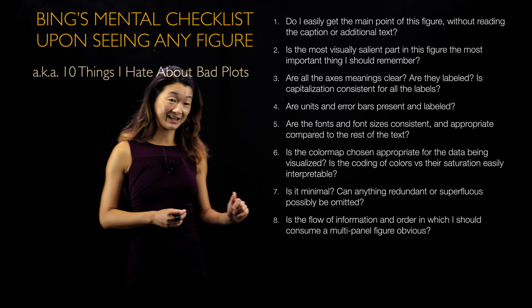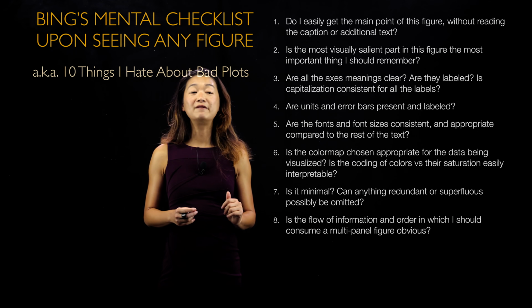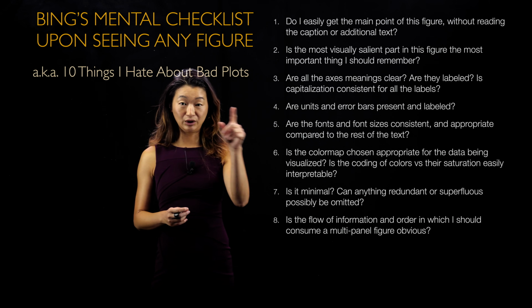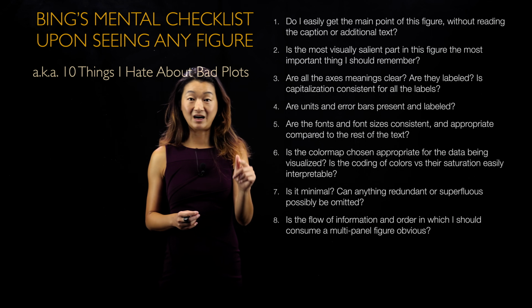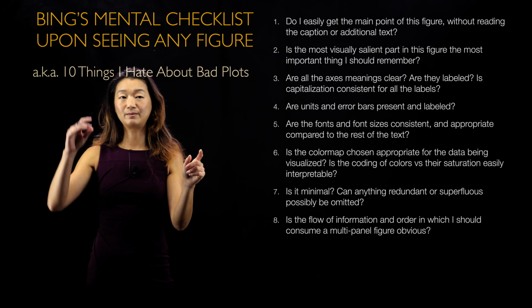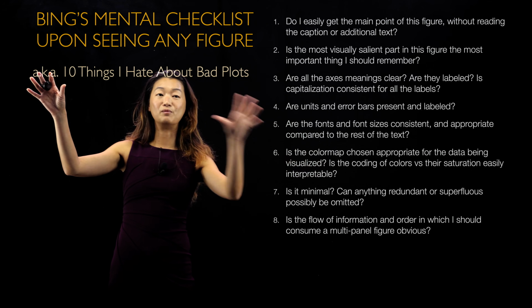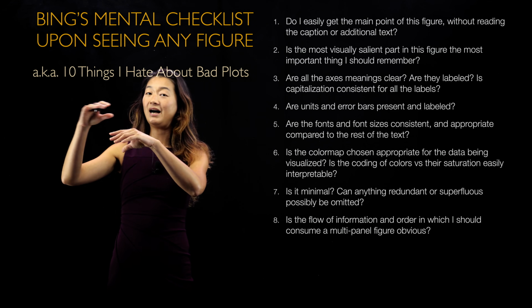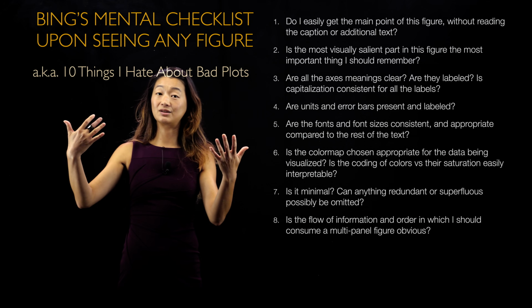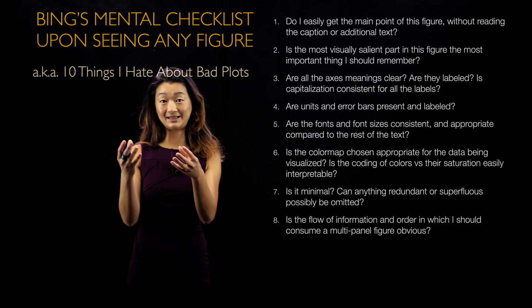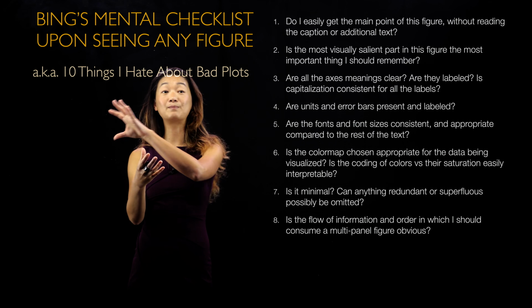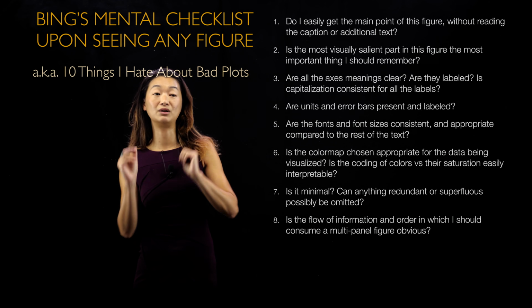Number 8 is the flow of information and the order in which I want to be looking at the multi-panel plot, the way that I should be consuming it. If I have to jump around because I'm supposed to look at here and then go back to the middle to put it back together, I get upset. Because that makes it so that the effort it takes me to understand the plot is not towards understanding the science and understanding the data. It's just piecing together what I'm supposed to look at, and I don't want to do that.